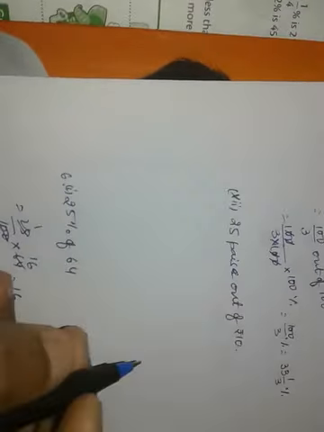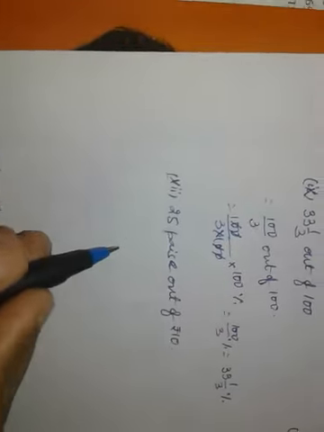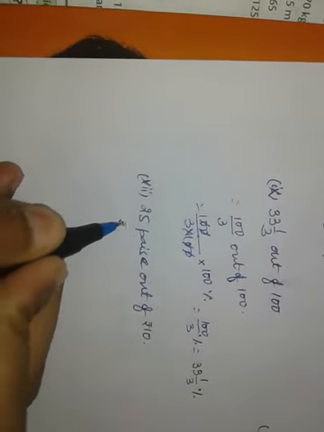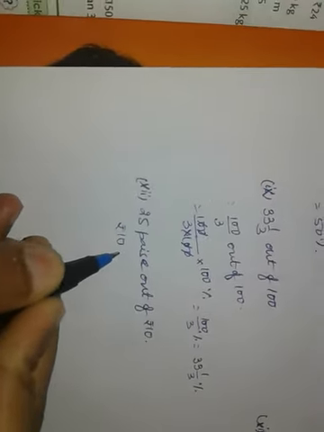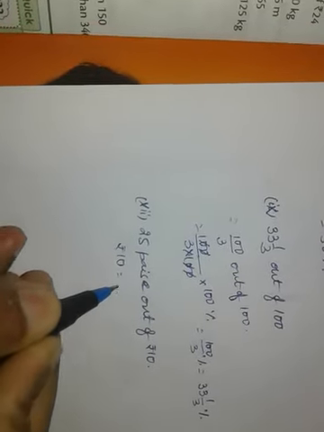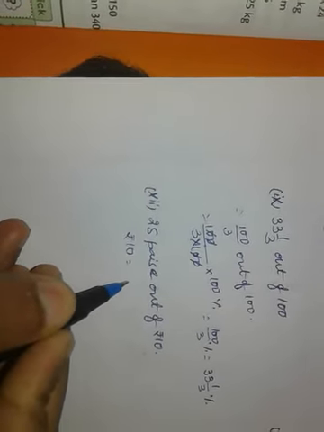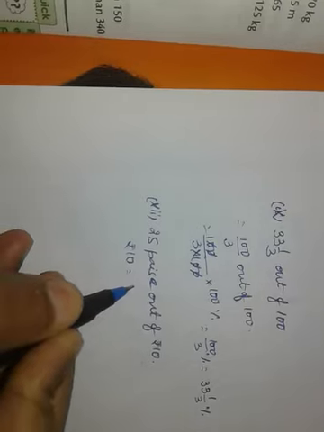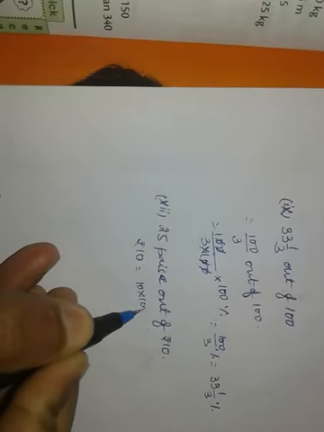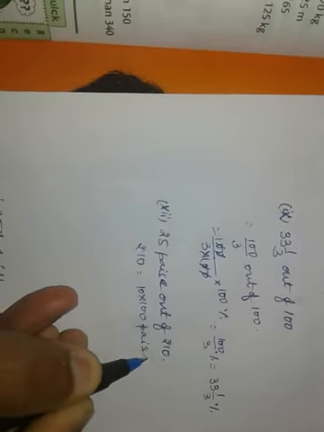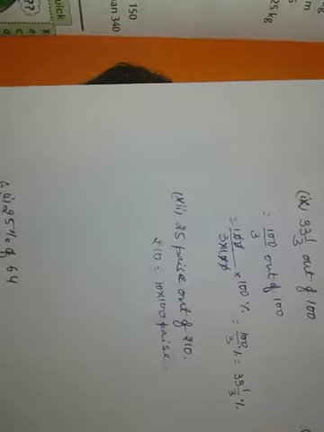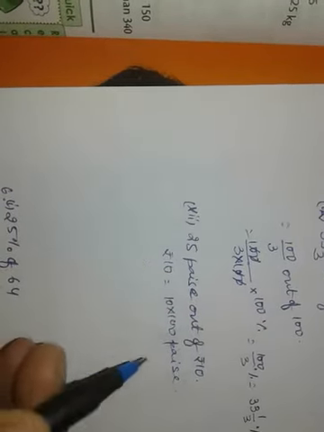Okay, 25 paise out of 10 rupees. So first of all we have to change these 10 rupees into paise. We have to change the bigger unit into the smaller unit. Okay, so let's go ahead. 10 rupees, 10 into 100 paise. So don't multiply it, because we know we have to cancel.